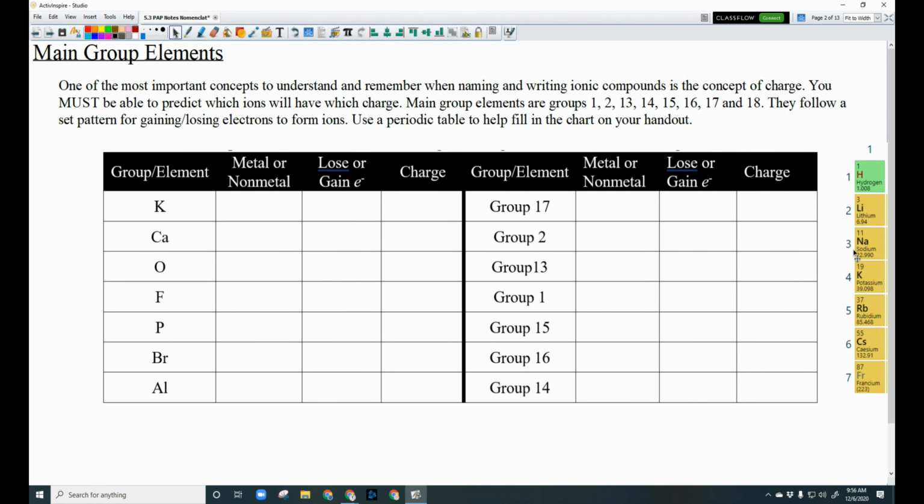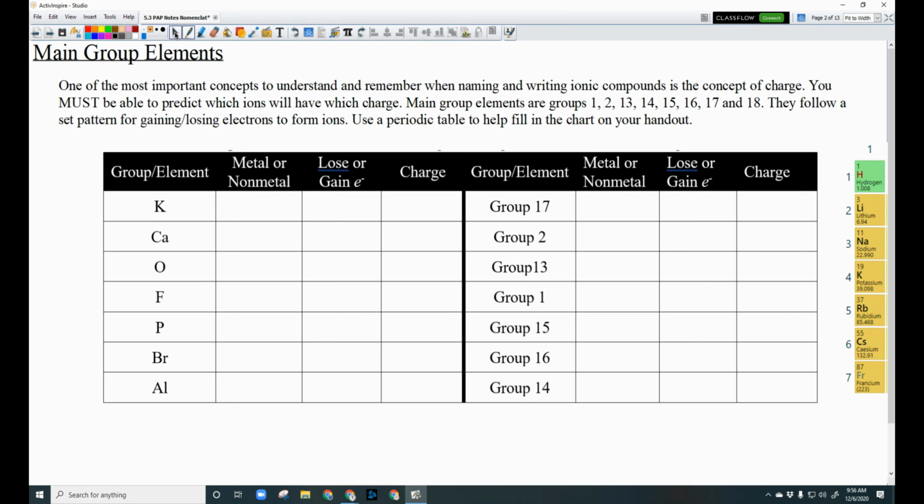One of the most important concepts to understand and remember when naming and writing ionic compounds is this concept of charge. You have to be able to predict which ions are created from the elements on the periodic table between these main group elements. And they do follow a pattern for gaining and losing electrons. So use a periodic table to help you fill in your chart here. And I'll show you how to do that.